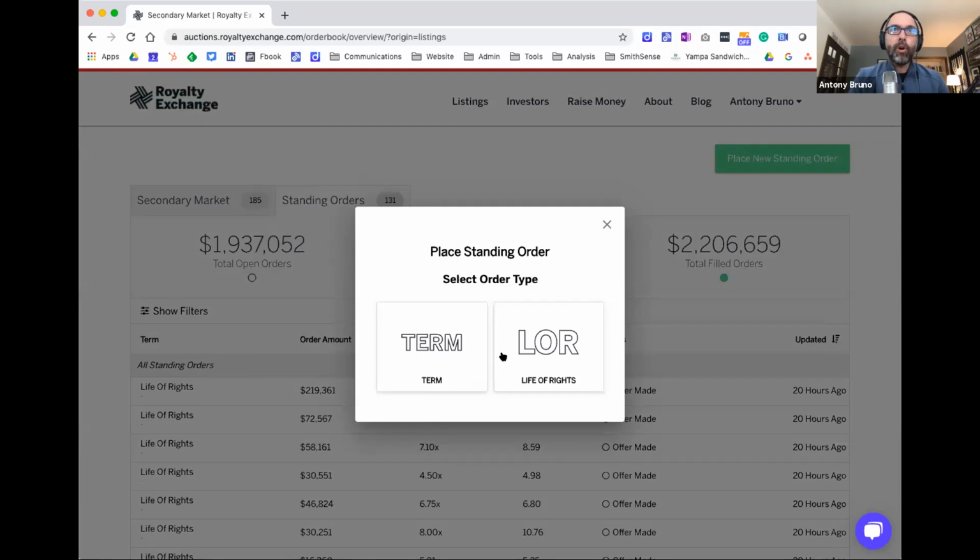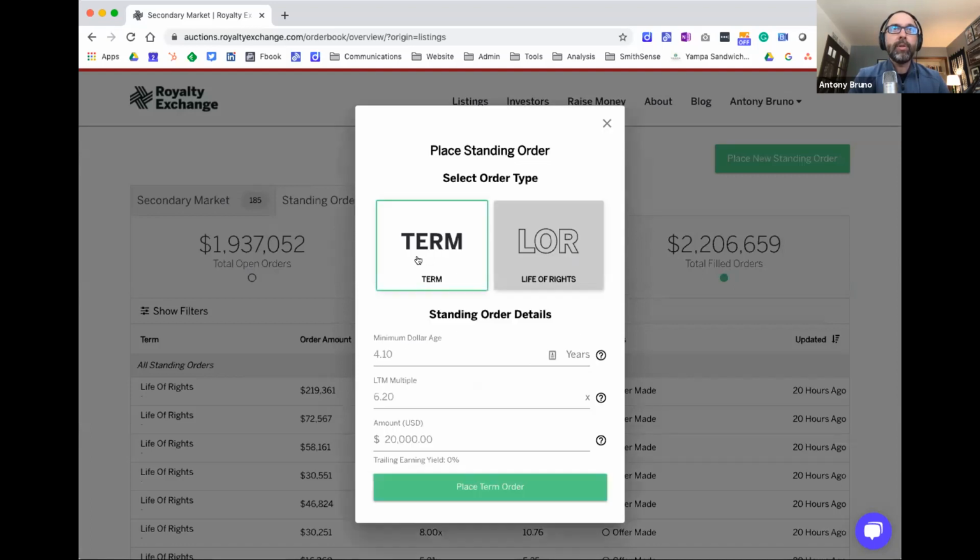Now, all access members have a choice to say, I want to buy either a term asset or a life of rights asset. This is one of the caveats of opening this up to non-all access members: if you're not an all access member and you're placing a standing order, you will be focused on placing a term-based offer only. We're retaining the life of rights option for our all access members only. And there is one other restriction on non-all access members who use the standing orders feature: you're limited to placing a single order, and that single order amount is $25,000.